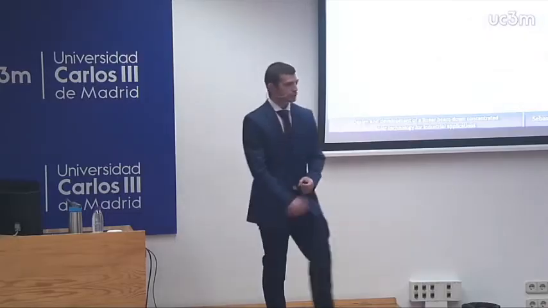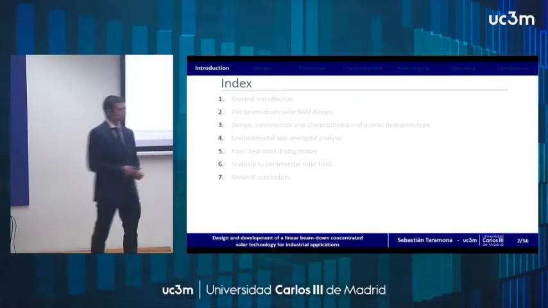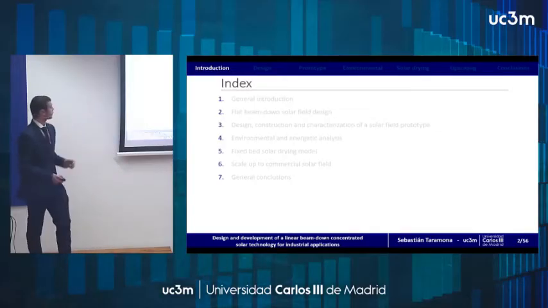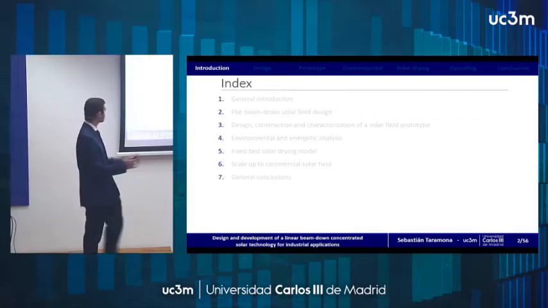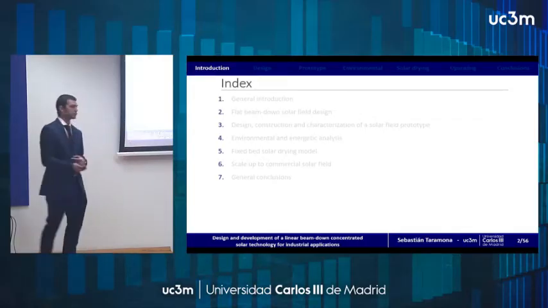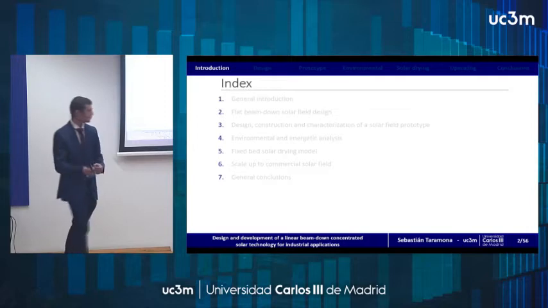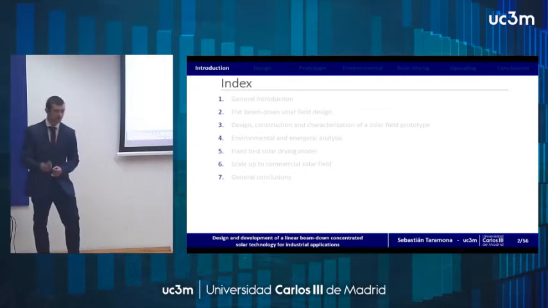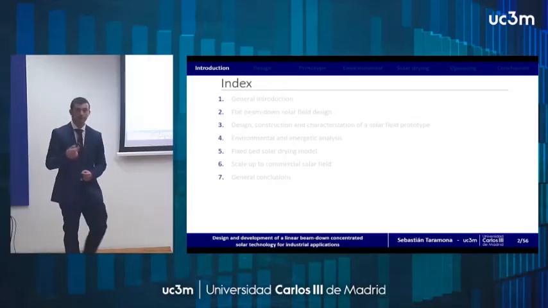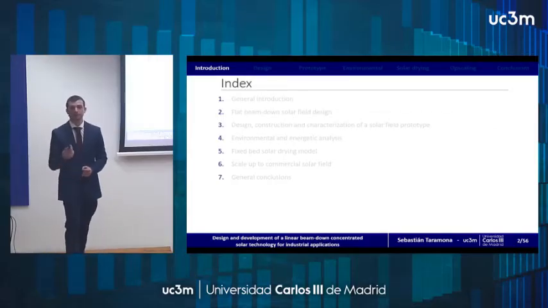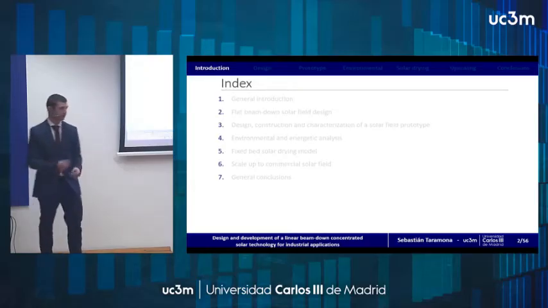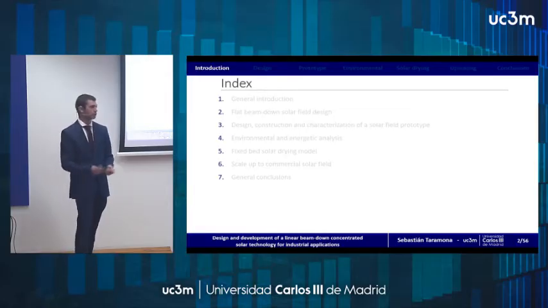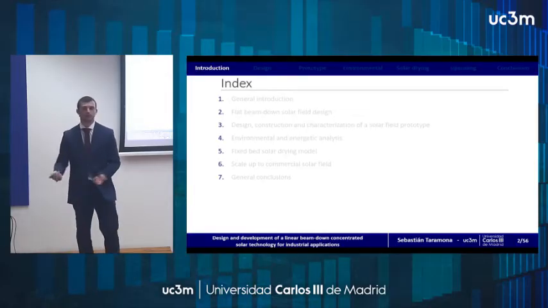So, we will start by giving a small brief of the different topics that we'll discuss today. First, we'll give a general introduction. Then we'll get into the design process of a flat beam-down solar field. Afterwards, we'll discuss the design and development of a solar prototype of this technology. Then we'll perform an environmental and energetic analysis. After that, we'll develop a fixed bed solar drying model, and we'll finish this thesis with the scale-up of this technology up to a commercial level and some general conclusions of this work.